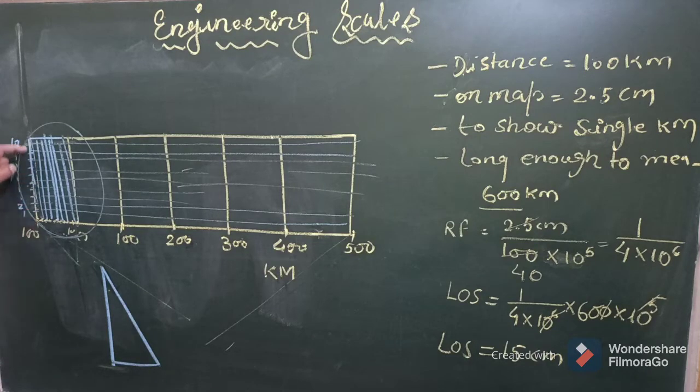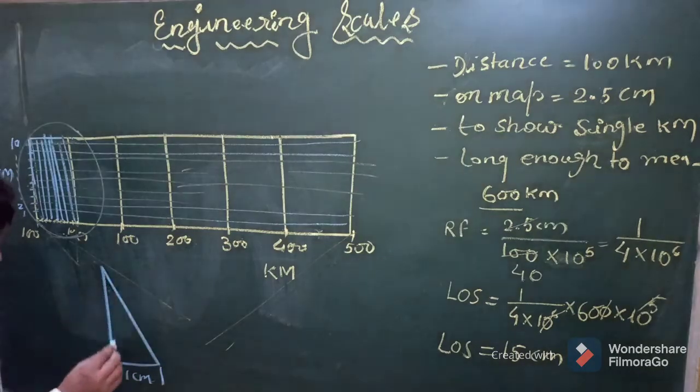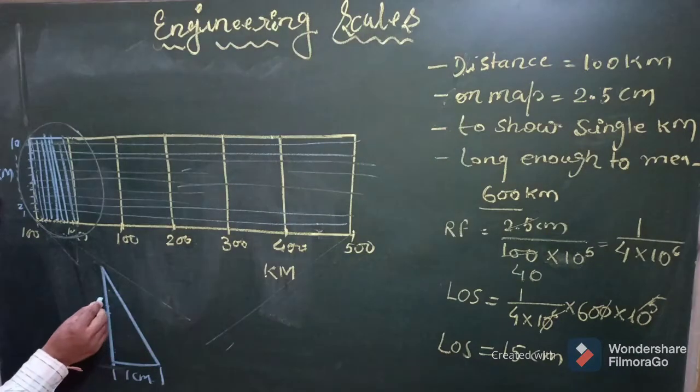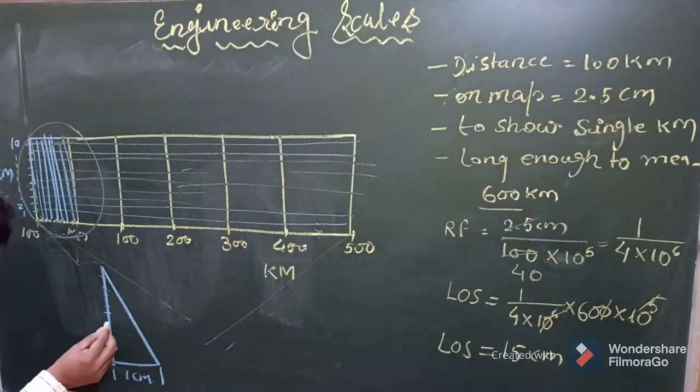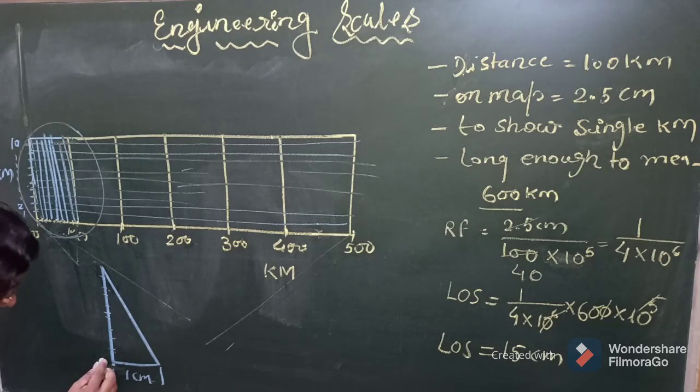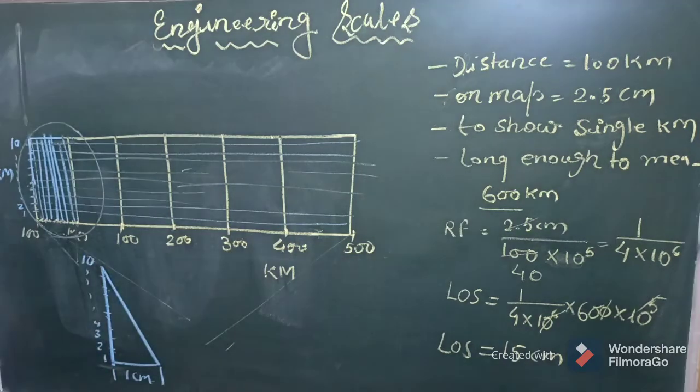One triangle may be taken from here, so it's something like that. If I assume that this is 1 centimeter, and I divide this line into 10 equal divisions like this, and I give markings say 1, 2, 3, 4 up to 10, just like here 1 to 10. So I have taken this line, this is 1 centimeter say for example, and this complete triangle is there.